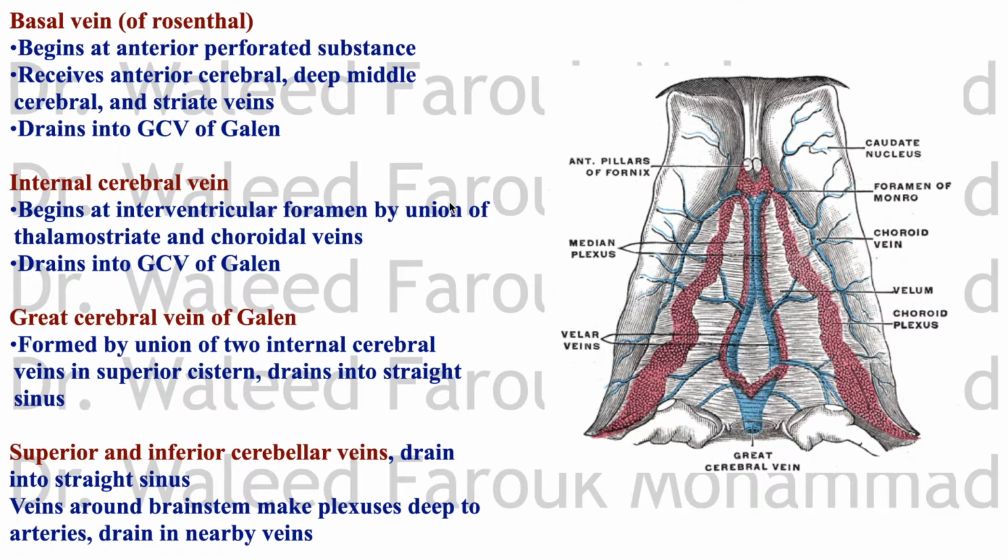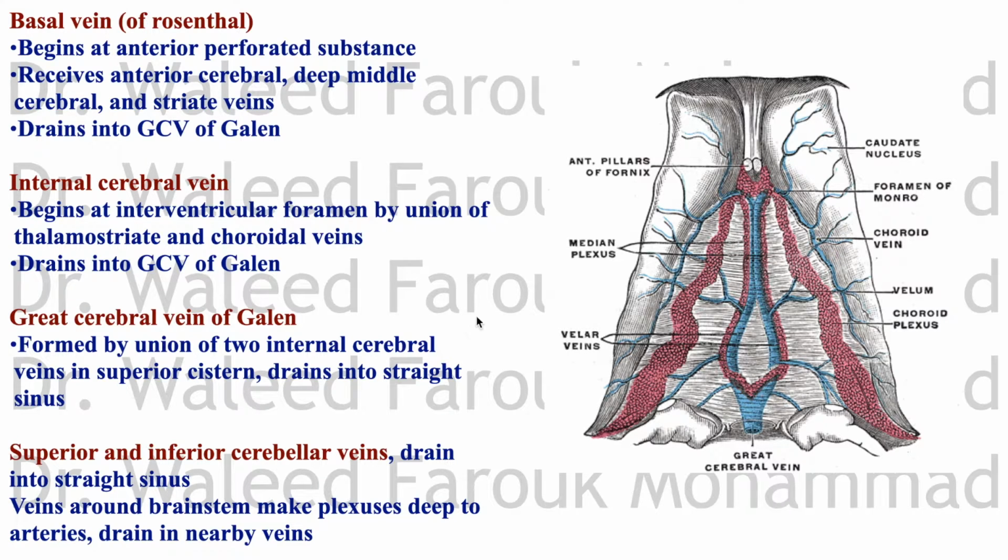Basal vein of Rosenthal begins at the anterior perforated substance. I showed you the anterior perforated substance before at the inferior surface of the brain. It receives the anterior cerebral, middle cerebral, and striate veins and drains into the great cerebral vein of Galen. This is the great cerebral vein of Galen.